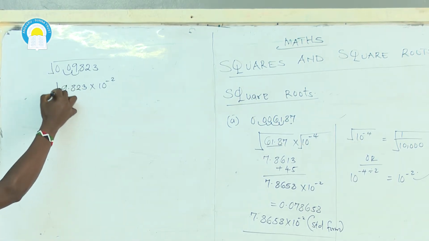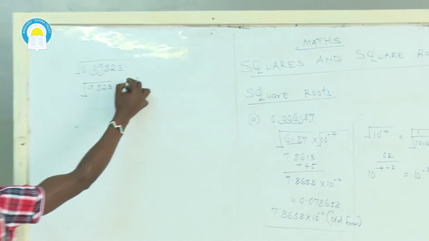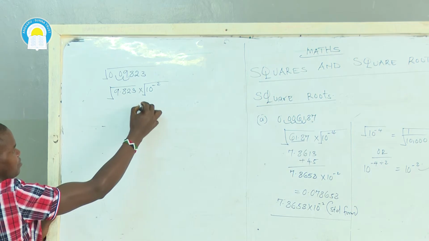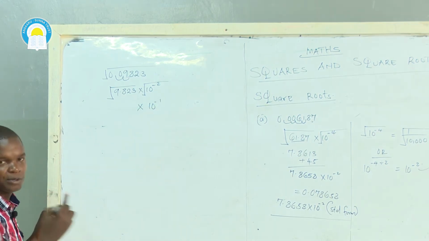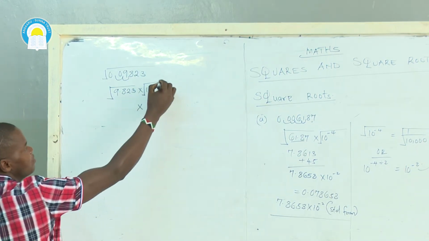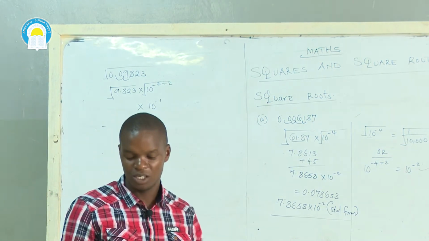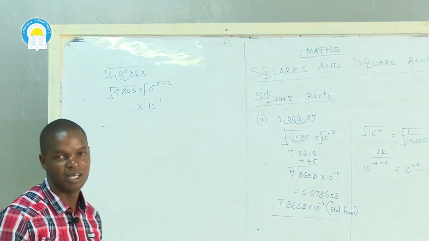Find the square root of 9.823. Find the square root of 10 power negative 2. The square root of 10 power negative 2 is the same as 10 power negative 1. How do I find 10 power negative 1? You divide the power by 2. Negative 2 divided by 2 is 10 power negative 1.